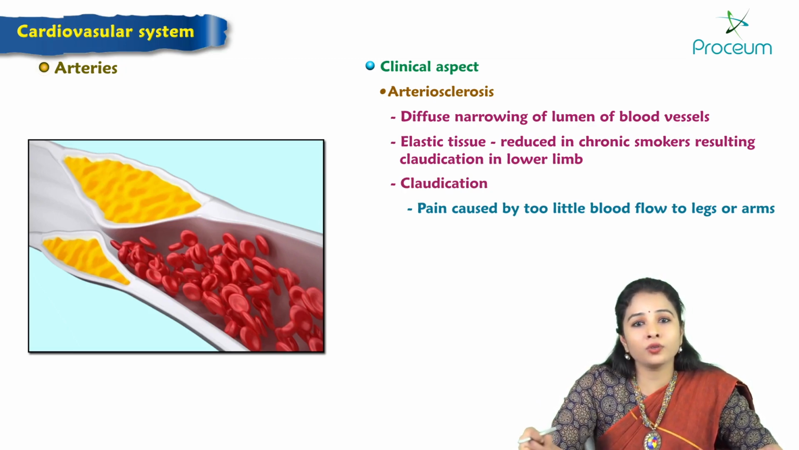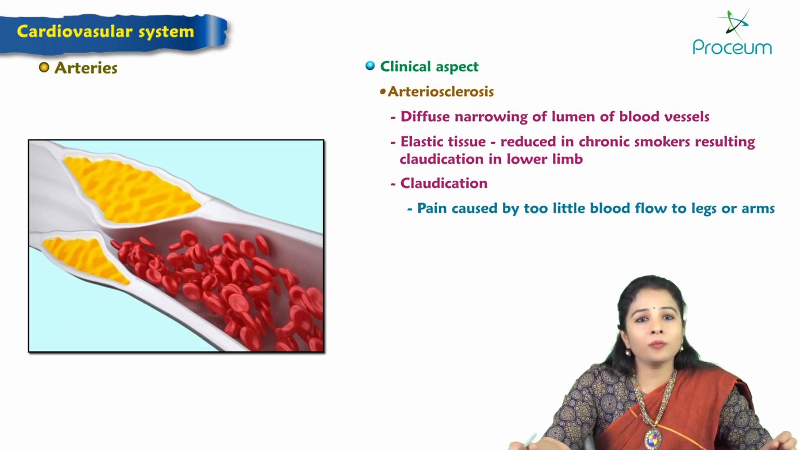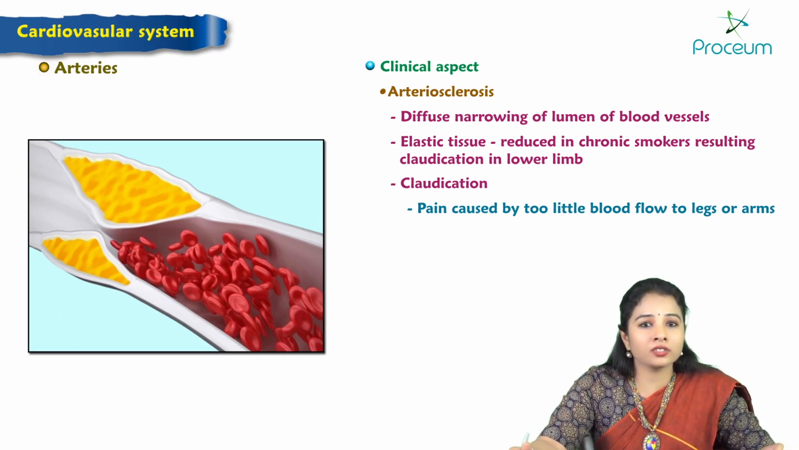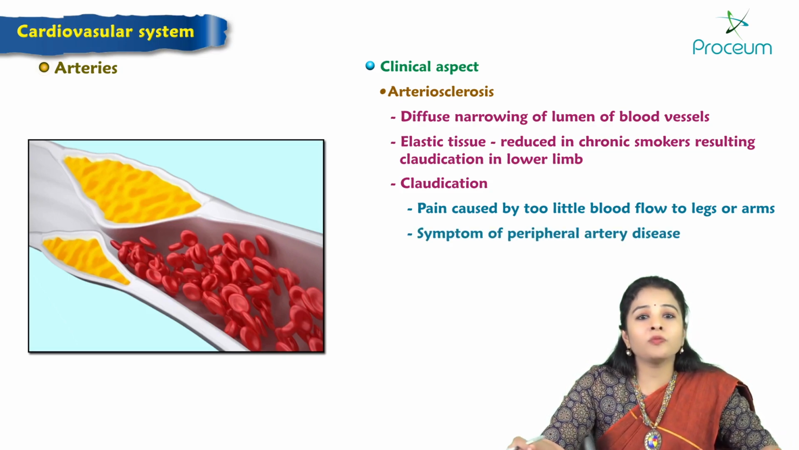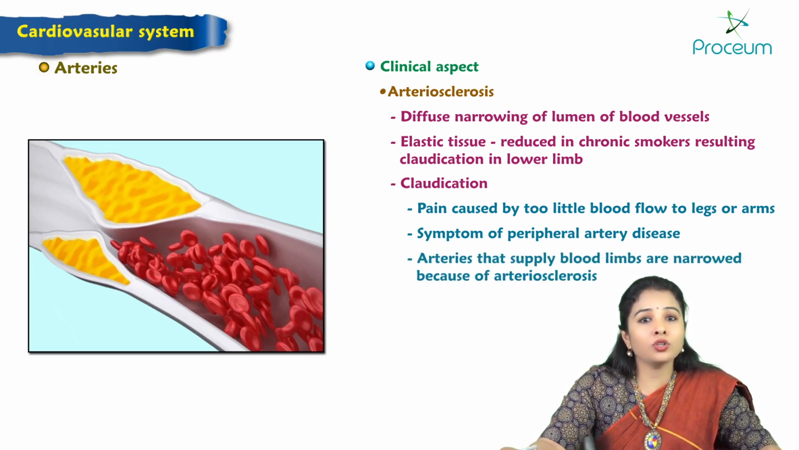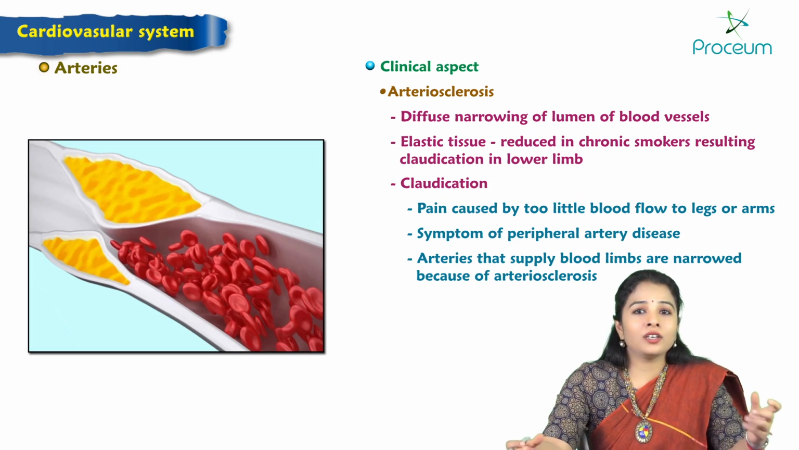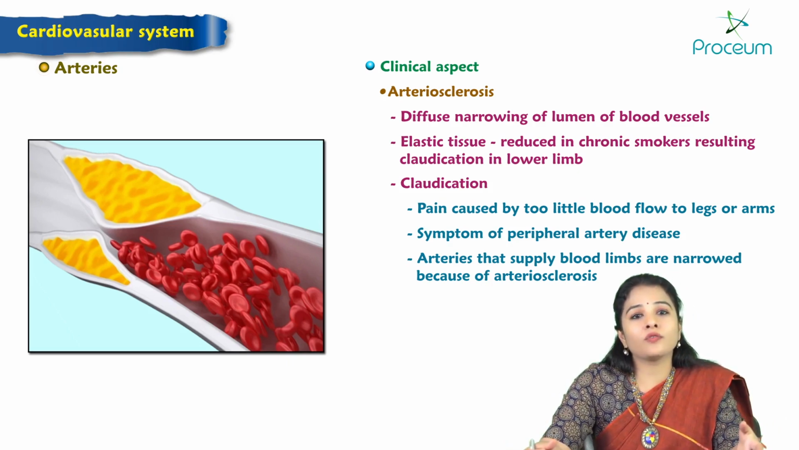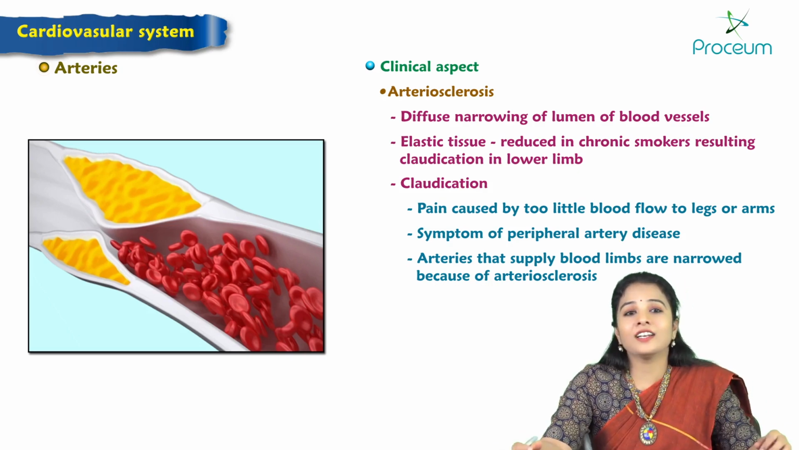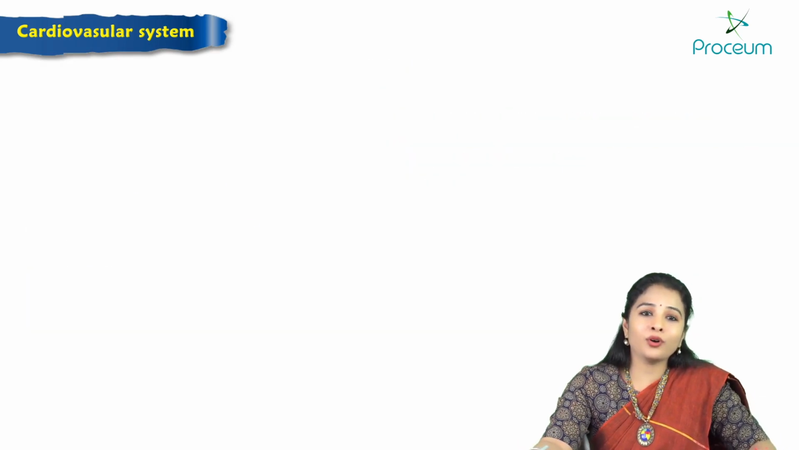Because of reduced blood flow to the limbs, the legs and the arms, it results in a painful condition called claudication. This is usually a symptom of peripheral artery disease in which the arteries that supply blood to the limbs are narrowed because of arteriosclerosis. So that is about the arteries. We learnt the classification and varieties of arteries, and we also saw a little clinical correlation. Next, let us talk about veins now.